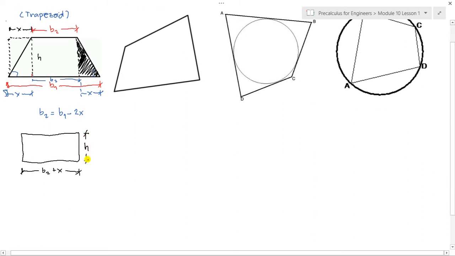Okay. So in this figure, this is already a rectangle. So the area here is just the length, that is base 2 plus x, multiplied by the height h. And since x is not given, it is our variable. From this equation, we're going to solve for x in terms of base 1 and base 2. So here, x is equal to base 1.